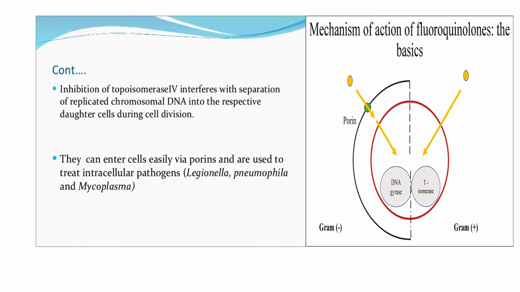The last line is they can enter the cells via porins. I told you that these are water-filled protein channels known as porins, and they are used to treat pathogens that are gram-negative, which include Legionella pneumophila and Mycoplasma. The other picture on the side will show you the yellow-colored fluoroquinolones entering the cell through porins, inhibiting DNA gyrase and topoisomerase. Now, DNA gyrase is more specific for gram-negative organisms, while topoisomerase 4 is more specific for gram-positive organisms.